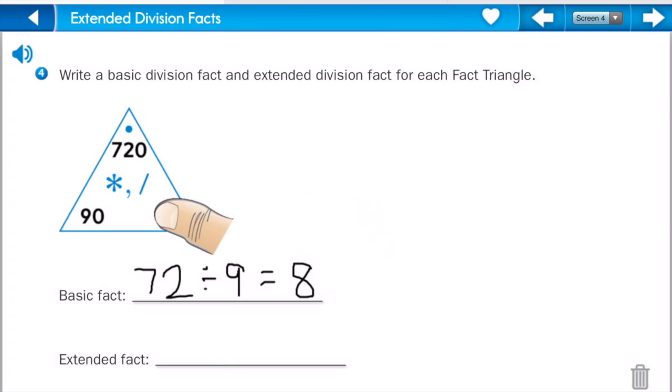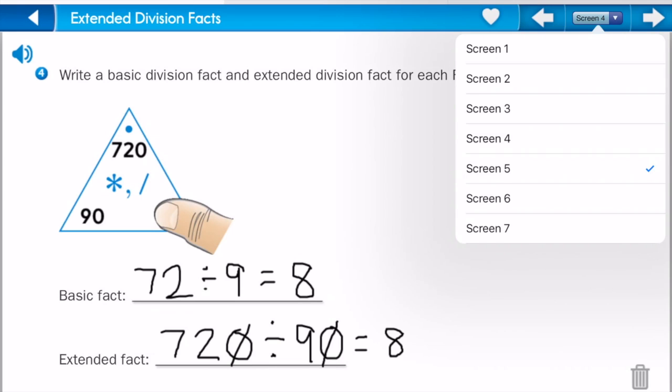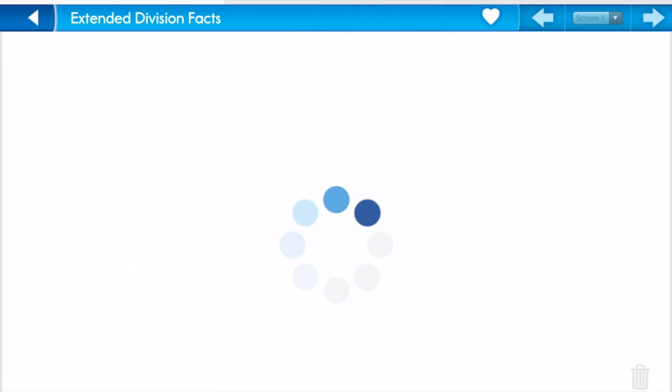Now, though, I need to do my extended division fact. So I'm going to take 720, and I'm going to divide it by 90. I'm going to get, yes, the same answer would be 8. That's it, because if I look here, I still have the same amount of zeros. And so if I cross those out, it's the same number that I had before. Okay. See what number 5 is.